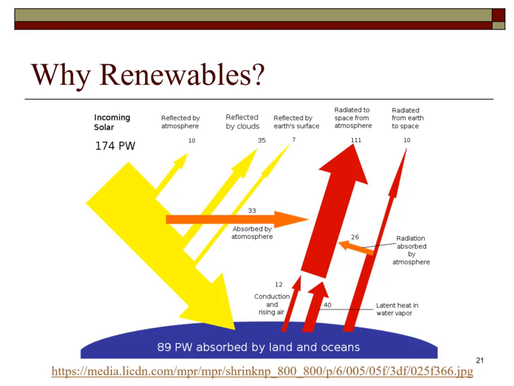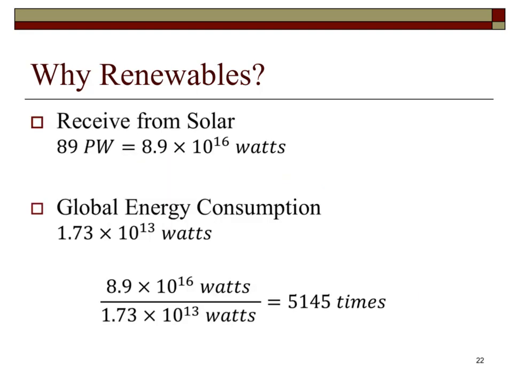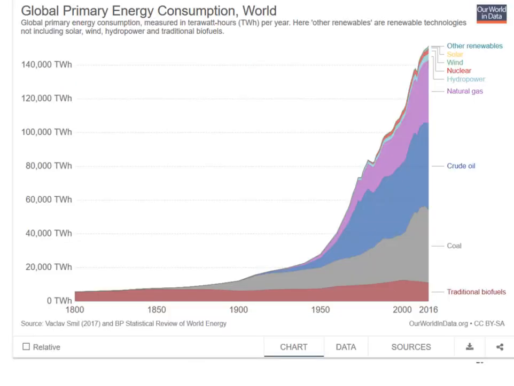The Earth receives solar energy at the rate of about 89 petawatts. The Earth receives thousands of times the energy from the Sun that the entire world uses. Here it shows 5,145 times. This graph shows clearly the extreme increase in energy use since about 1950.